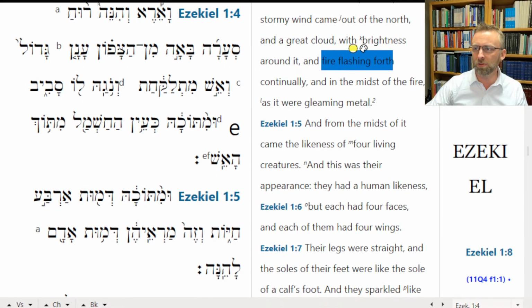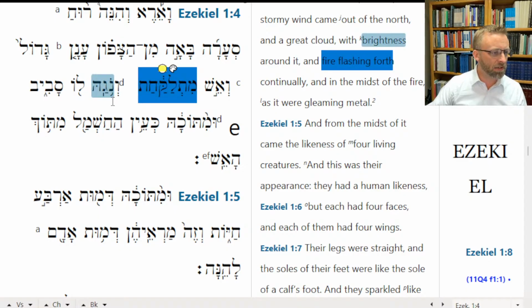Whoops, sorry, I just realized you guys couldn't see part of that. All right, and so we get ve'esh mitlakachat. I believe that this is a word that has been reappropriated for modern Hebrew, actually. And then we get vinoga lo saviv, and brightness was all around it. Interesting, used in connection to gas. Yeah, I'm fairly certain. I don't have a Hebrew dictionary right in front of me right now, but I think it's used for volcanic eruptions too.